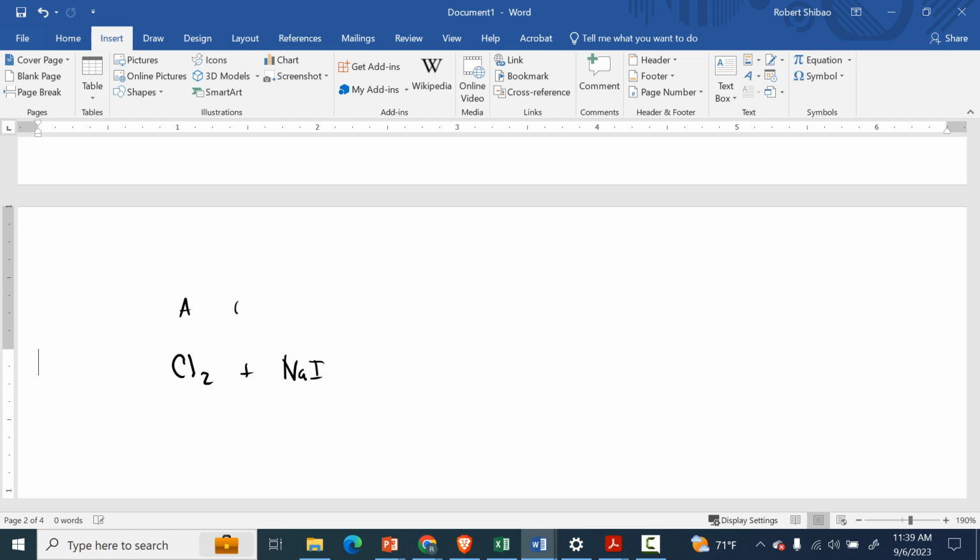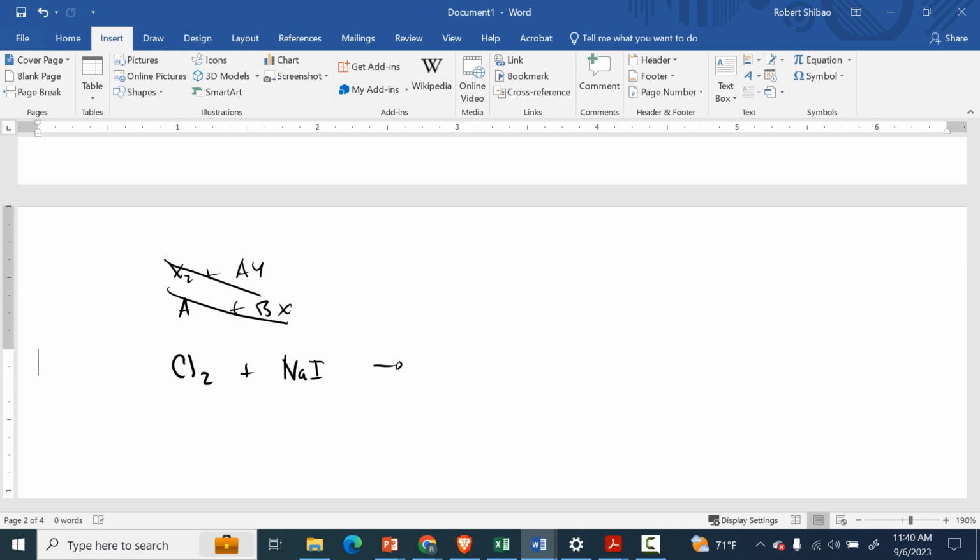So this looks like the A plus BX pattern, but it's not. That's wrong. You know what pattern this is? This is the X2 plus AY pattern. Do you know that pattern? This is another single replacement pattern. You don't have to know it. We don't need to know these patterns because we're going to use the what method for this.